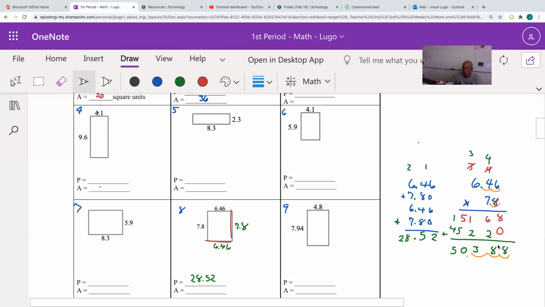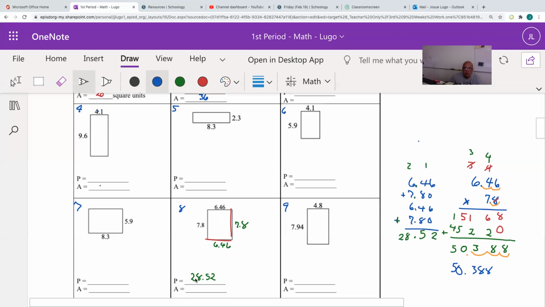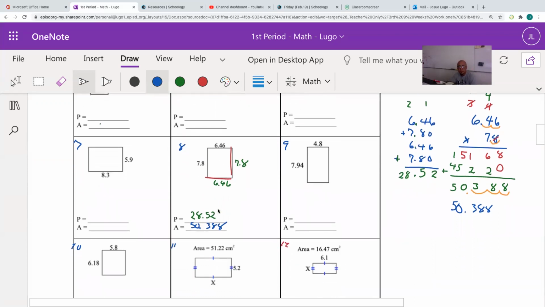So unless I did my math wrong, which I don't think I did, feel free to check your math with a calculator after you show your work, which is fine. So 6.46 times 7.8, and it is correct. I got an answer of 50 and 388 thousandths. All right, and that's pretty much how you do these problems, ladies and gentlemen.